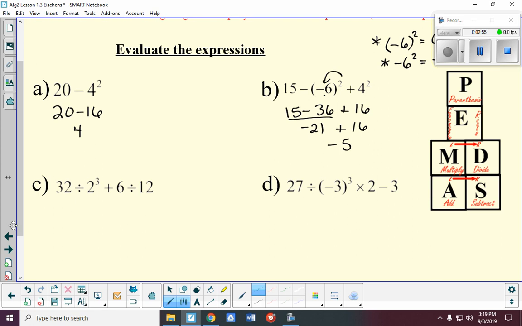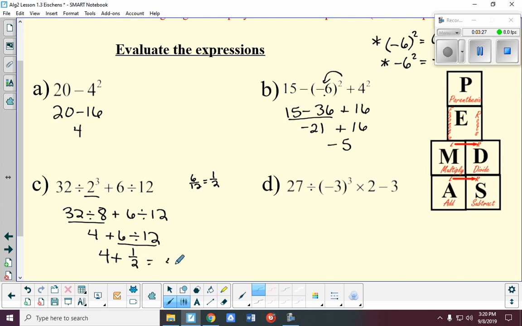All right, next problem. If we look through here, we have exponents, so we're going to take care of that first. 32 divided by 8 plus 6 divided by 12. All right, we have division right here, so we'll do that. That would be 4 plus 6 divided by 12. And now we have division here. 6 divided by 12, well, that's really 6 over 12, which is 1/2. So that would give us 4 1/2, or 4.5.